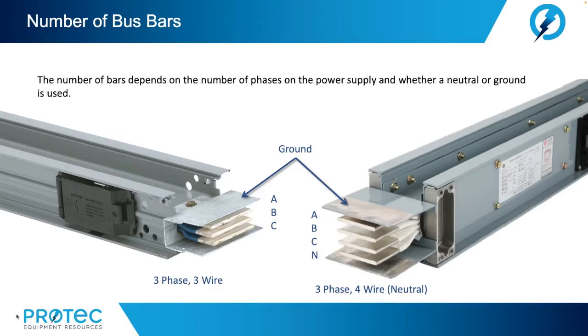Now, the number of bars depends on the number of phases on the power supply and whether a neutral or ground is used. So again, here we see a three-wire, three-phase with A, B, C phase and ground. Or we see an A, B, C, and neutral in a four-wire configuration with ground and obviously the fourth bar representing the neutral.